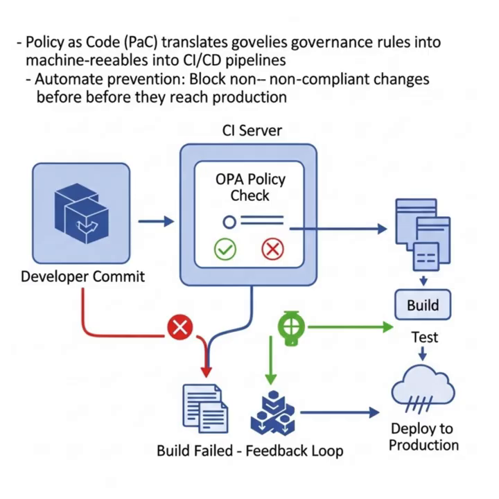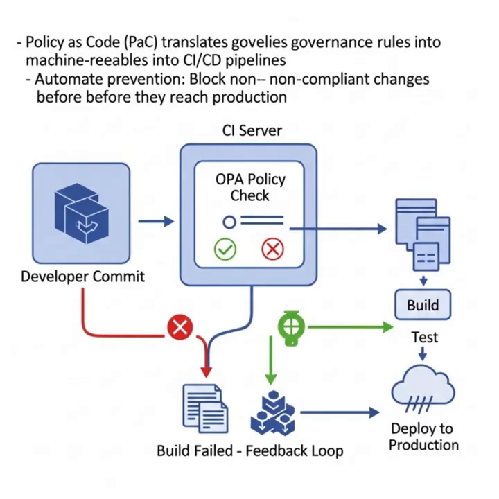The core technology here is policy as code, or PAC. Many of us are familiar with infrastructure as code, using tools like Terraform or CloudFormation to define our environments. PAC is the next logical step. Using a policy engine like Open Policy Agent, or OPA, we can express our governance rules in a declarative language. For instance, a rule might state, all S3 buckets must have encryption enabled, or production deployments can only happen between 2 a.m. and 4 a.m.